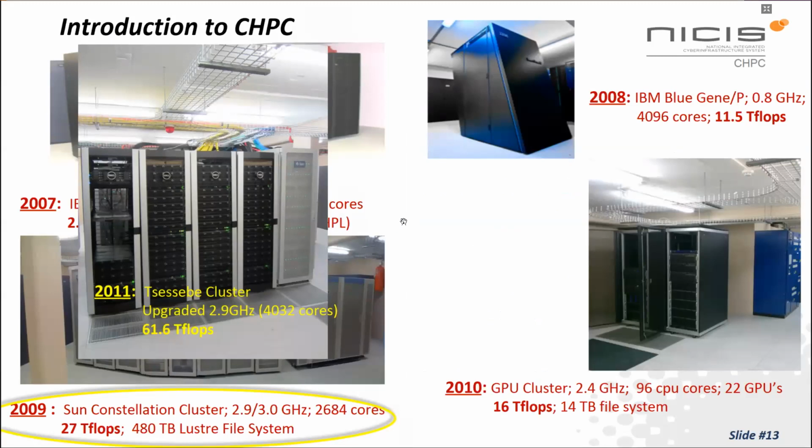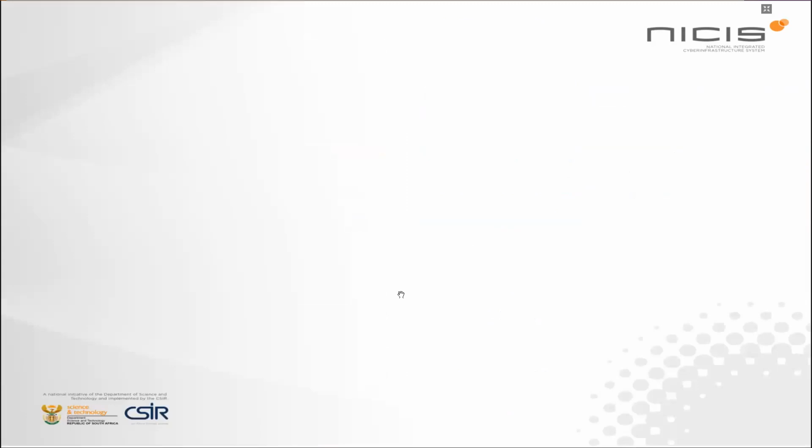I won't go through every one further we have here. So the Sun Constellation Cluster, 27 teraflops, and in 2010 there was a 16. So this was a GPU cluster. I think this was a different cluster that was provisioned. And then also the Sable cluster, which was 61.6 teraflops.